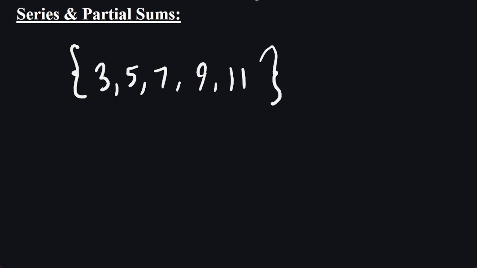And here this is a finite sequence because there's no ellipsis at the end, there's no 3 dots, and there are only 5 terms, 1, 2, 3, 4, 5.